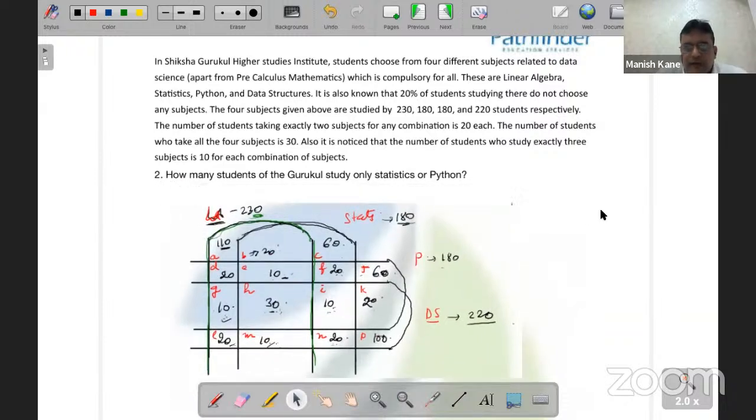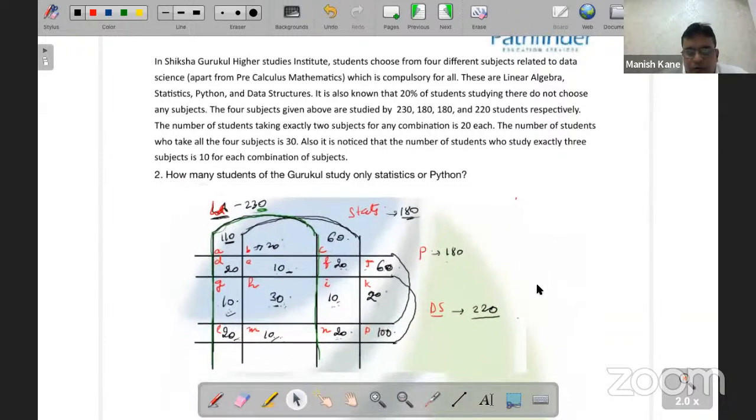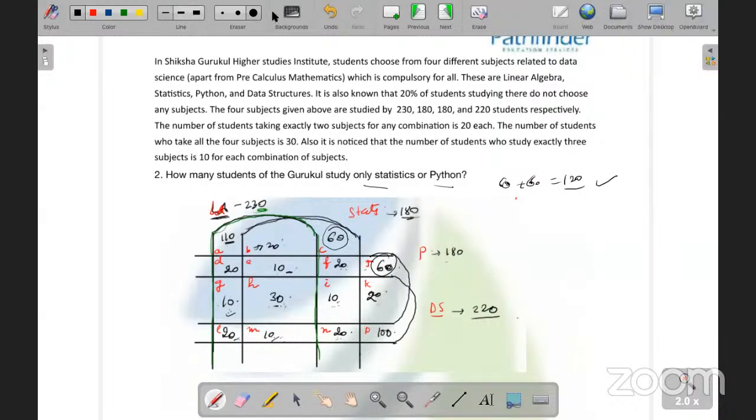Now, can you answer the second question? How many students of Gurukul study only statistics or only Python? Palak, I hope you have understood the solution. Yes, please. Only statistics or only Python? So only statistics is 60 and only Python is also 60. So your answer must be 60 plus 60, that is 120. Prachi, is that clear? Yes, sir.